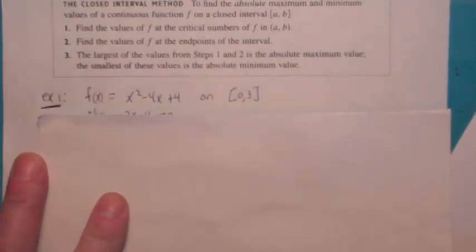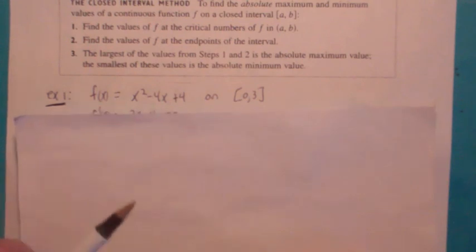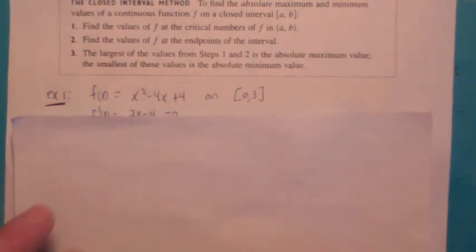Alright, let's look at a couple examples here. I think we got time. So on your homework tonight, this is the main idea. They give you a function that's continuous on a closed interval, and they want you to find the absolute max and min. Here's what we're going to do.